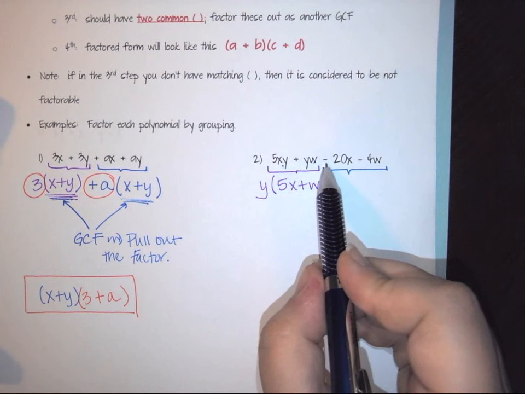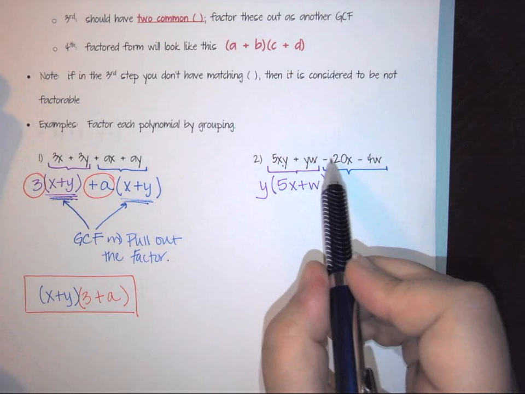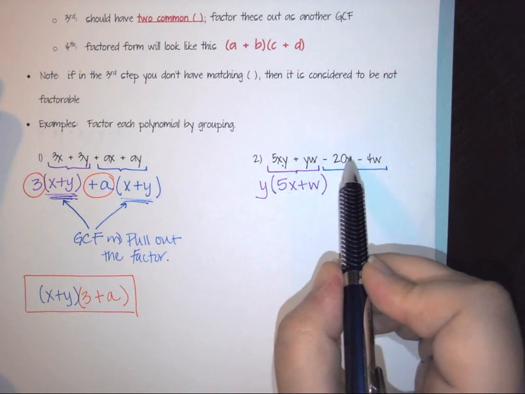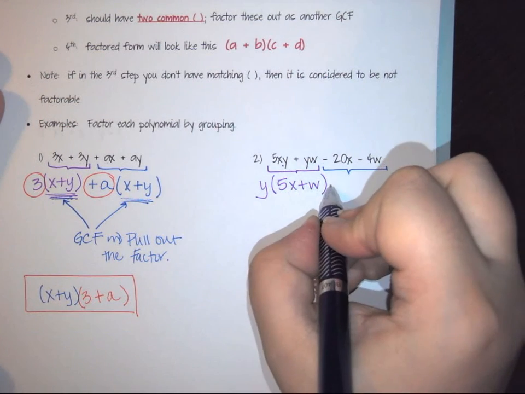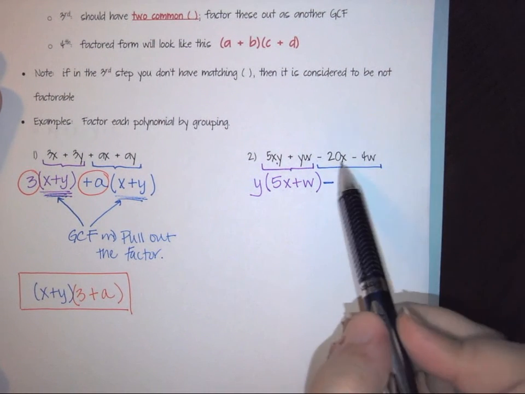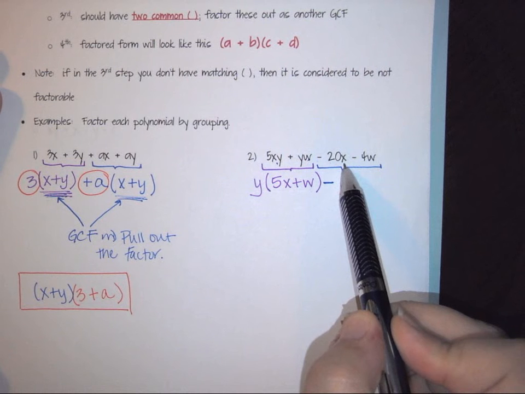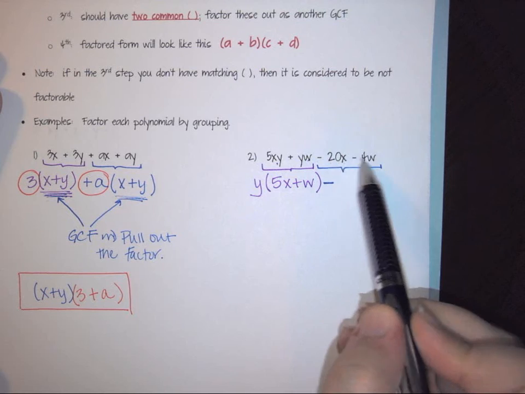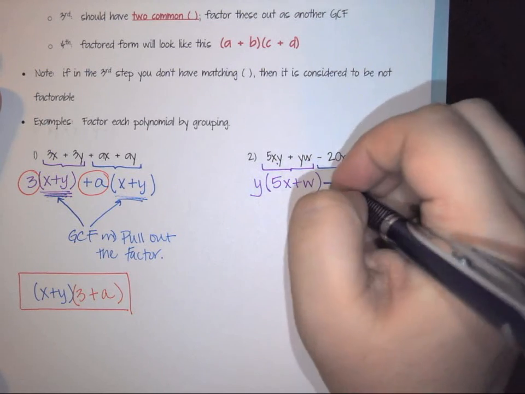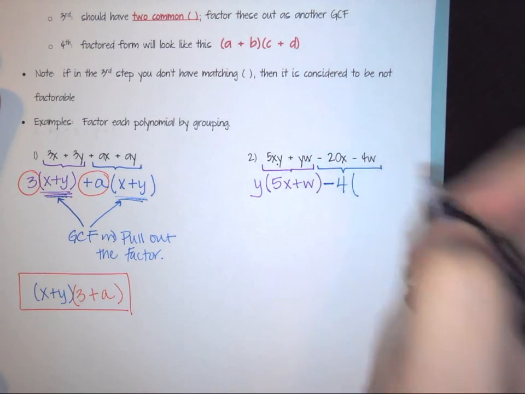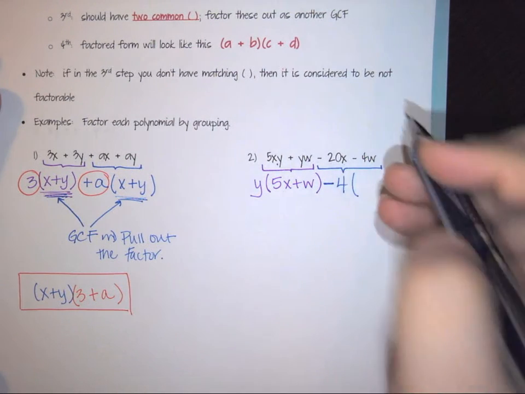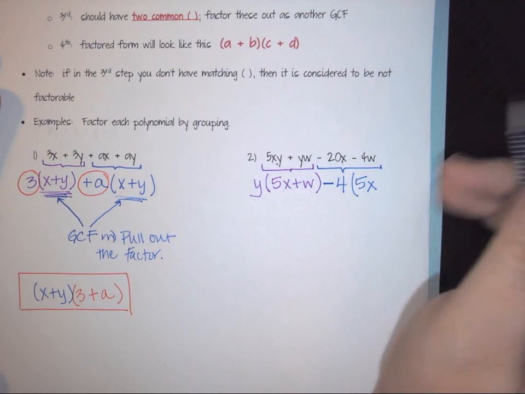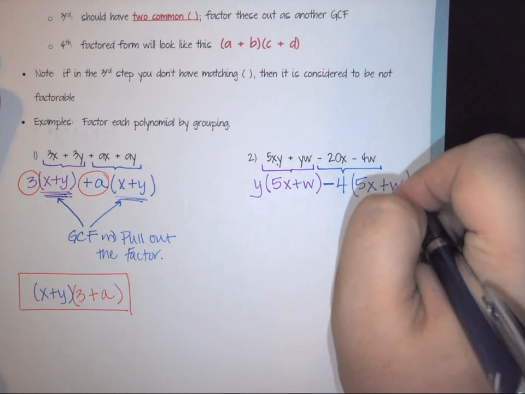So here I've got this negative, and since we're treating this like a whole separate grouping because it's a negative out in front here, we're going to pull that negative out. So this is going to come out. So now I've got 20x minus 4w. So between 20 and 4, my common factor there would be the 4. So I'm going to pull that out. When I pull a negative 4 out, this is going to leave behind a positive 5x. If I pull a negative 4 out, it leaves behind a positive w.